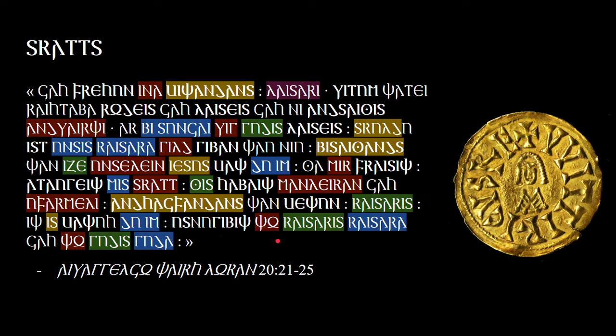Now give out those things of the emperor to the emperor, Caesar. That's why it's in the dative. And those things which are of God to God. A very famous line about whether Christians should pay tax.